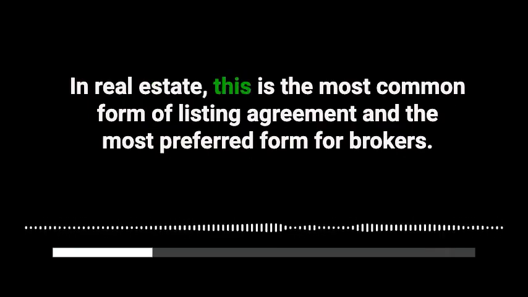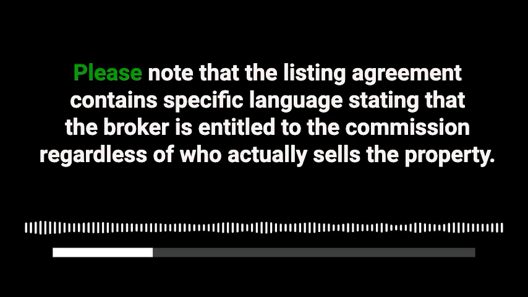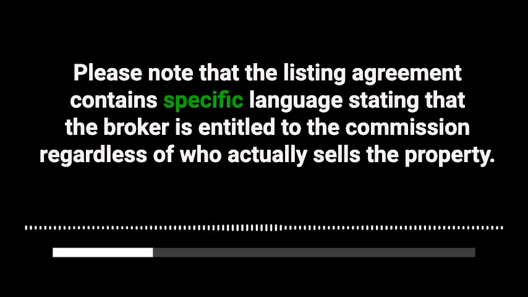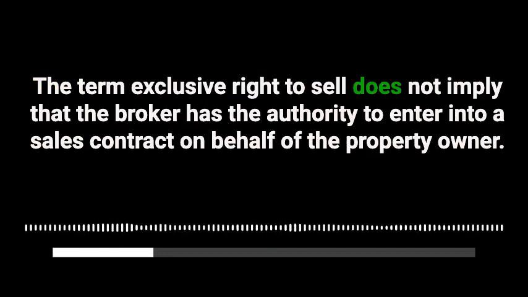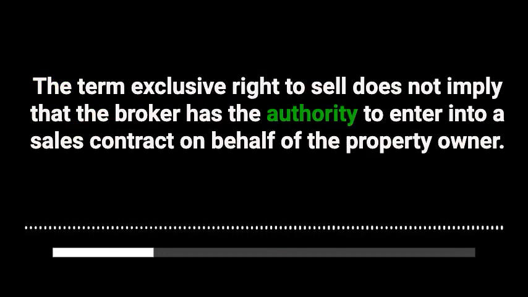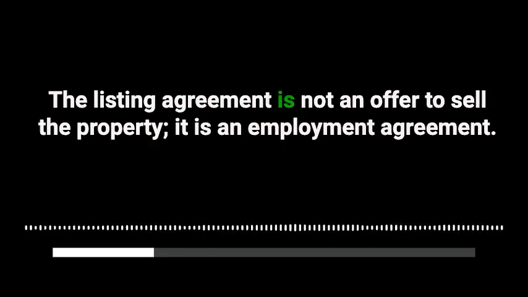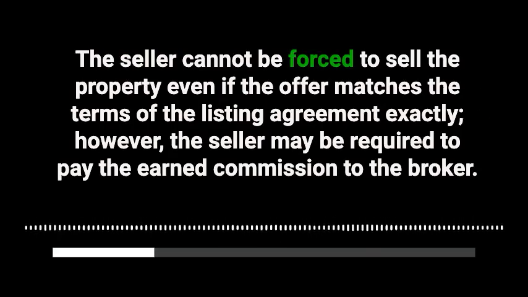In real estate, this is the most common form of listing agreement and the most preferred form for brokers. Please note that the listing agreement contains specific language stating that the broker is entitled to the commission regardless of who actually sells the property. The term exclusive right to sell does not imply that the broker has the authority to enter into a sales contract on behalf of the property owner. A listing agreement is not an offer to sell the property, it is an employment agreement. The seller cannot be forced to sell the property even if the offer matches the terms of the listing agreement exactly. However, the seller may be required to pay the earned commission to the broker.